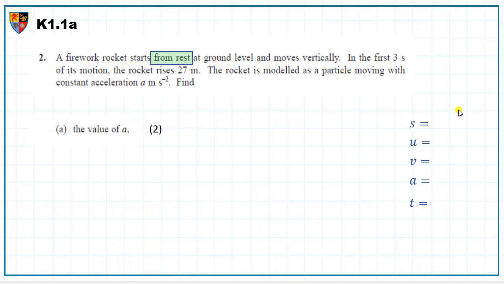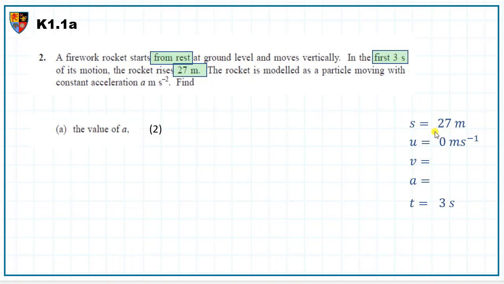They talked about the rocket moving from rest. That means the initial velocity u is going to be 0. You also see that the description in this sentence is about the first 3 seconds. So we're looking at t being equal to 3 seconds as well. And then the rocket rose 27 meters. So we have s, a displacement of 27 meters.